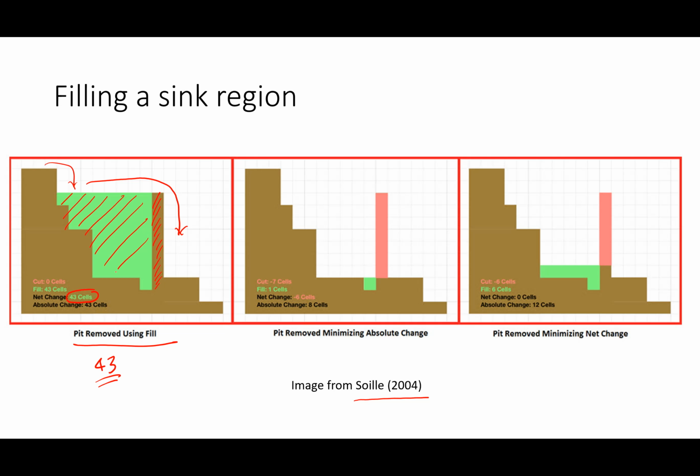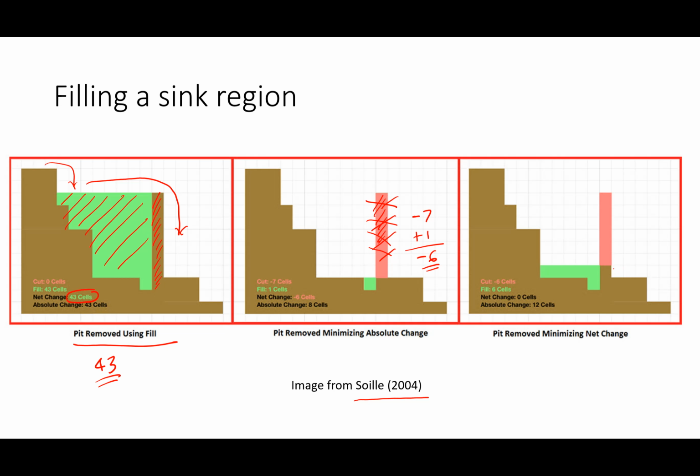Now, instead of filling the cells, what we can do is we can basically break this wall. And if you break that wall, all you have to do is fill just one cell. So in this case, what we did was we removed 7 cells in breaking this wall, and then we filled one cell. So the net change is, again, we modified 6 cells. That was the net change, okay?